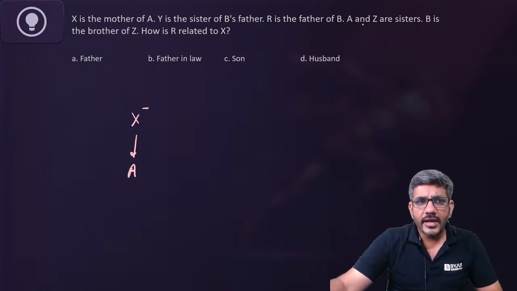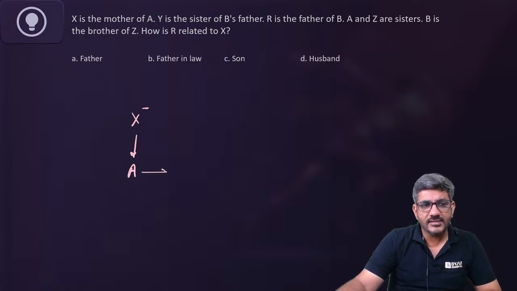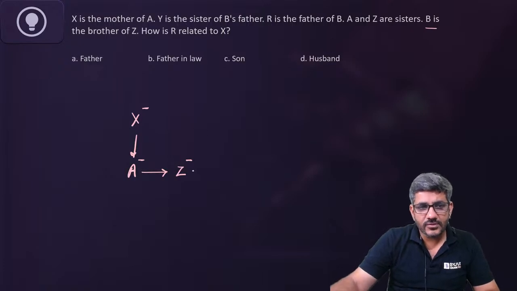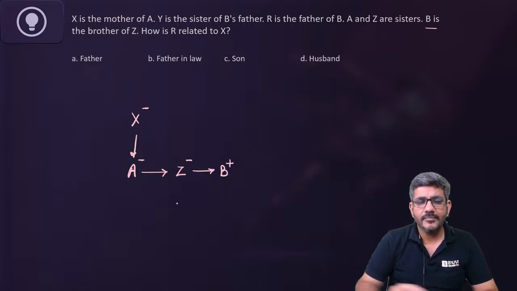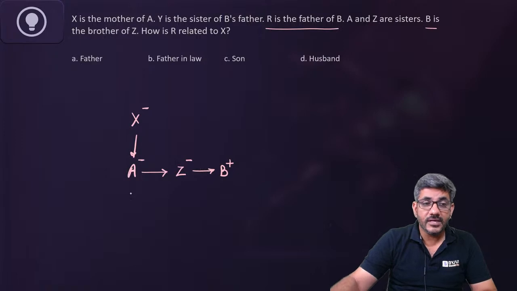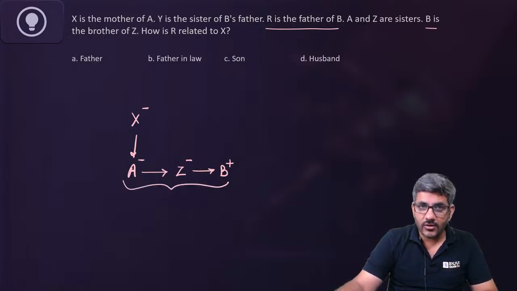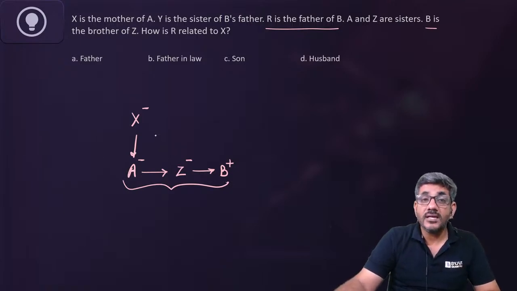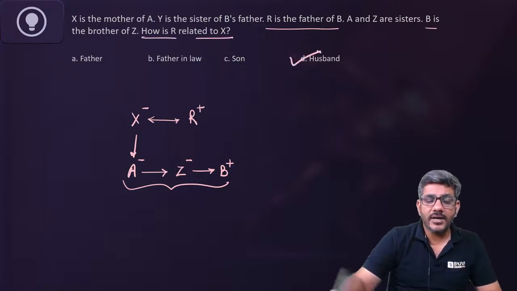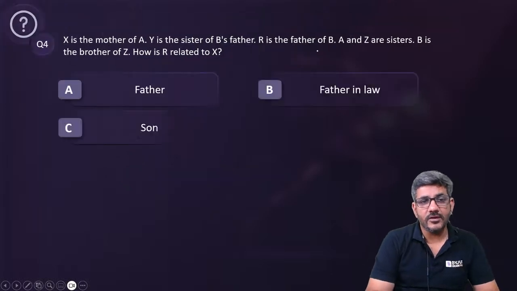Let's find that out. A and Z are sisters. So that means Z and A, they both are females and they are sisters. Anything related to X, A or Z? B is the brother of Z. So that means B would be here. Anything related to X, A, Z, B? R is the father of B. So if R is the father of B, think of this. A, Z and B, they all are siblings according to this. So whatever is the mother of A, same would be the mother of Z and same would be the mother of B. So father of B is R, that means R is the husband of X, and that's what the question is asking you. How is R related to X? R is the husband of X. My answer is option D, that is equal to husband.